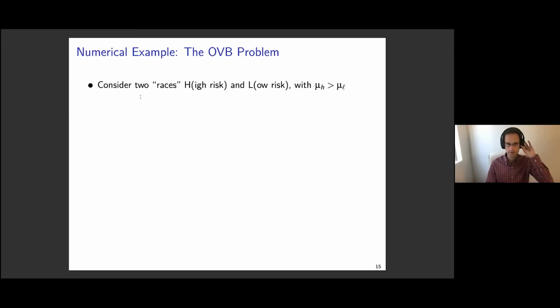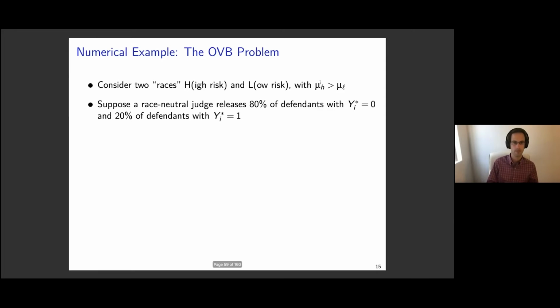To go through the solution, we're going to do a very simple numerical example where we have a race neutral judge and discuss how we can selection correct the data in order to get the right level of disparate impact. So we're going to consider two races. One is the H type, which are high risk individuals, and another is L, which are low risk. We call them high risk and low risk because overall the population of H is more likely to behave in pretrial misconduct than the population L.